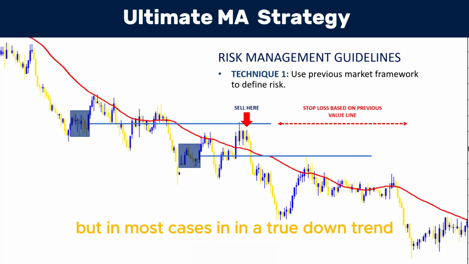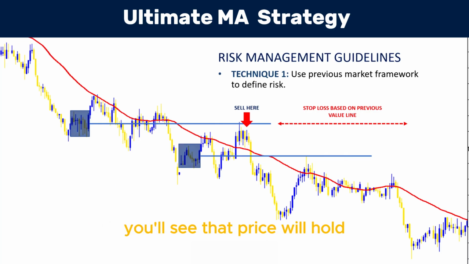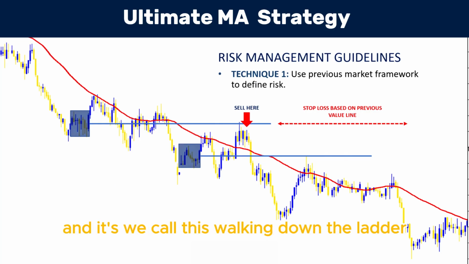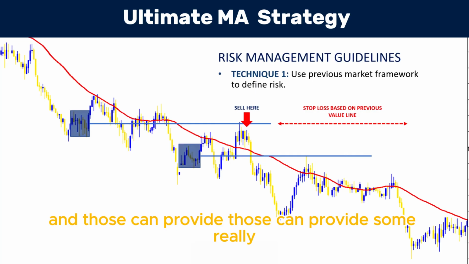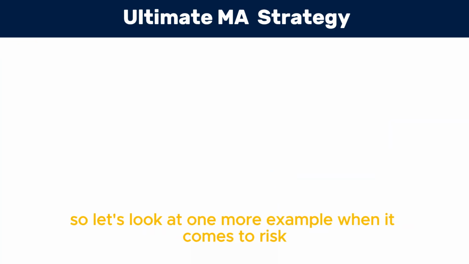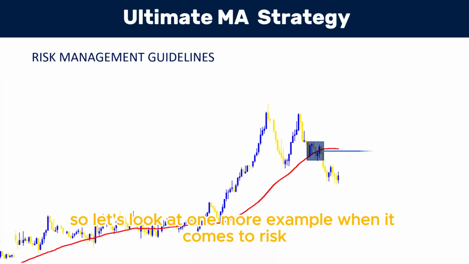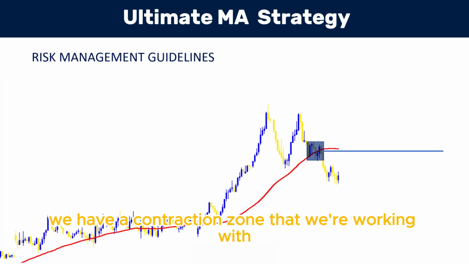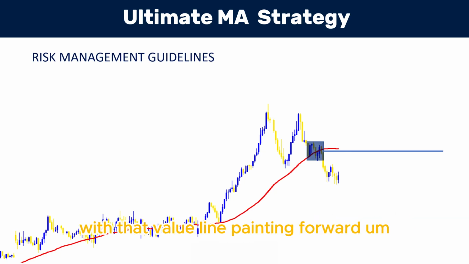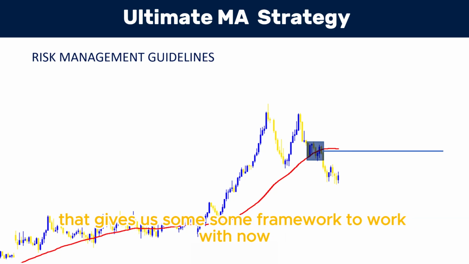But in most cases, in a true downtrend, you'll see that price will hold, and we call this walking down the ladder. It's actually walking down the ladder on these value lines in trend, and those can provide some really, really solid entry points. So let's look at one more example when it comes to risk management. In this situation, we have a defined uptrend. We have a contraction zone that we're working with, that value line painting forward. That gives us some framework to work with now.